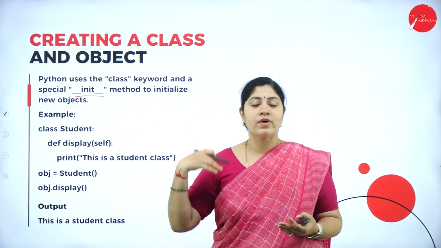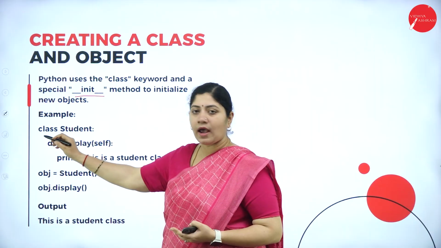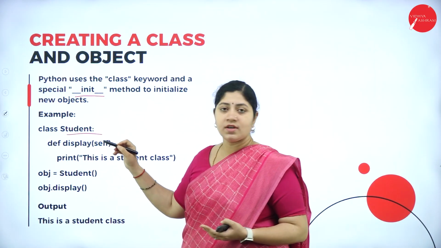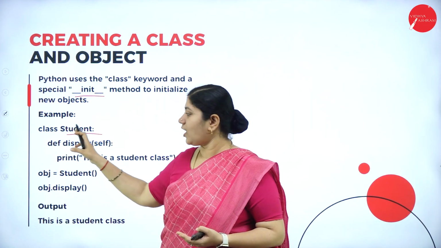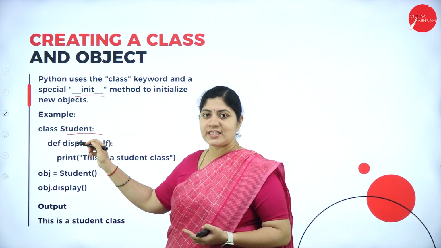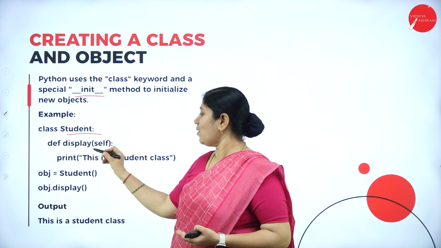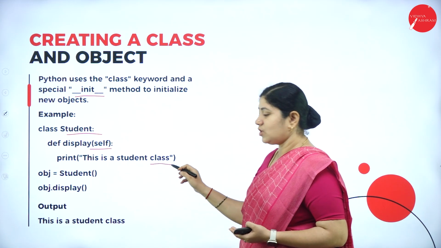So it is used for creation of new objects. Let's see an example here. We have a class followed by a student, right? This class is a keyword and this is a class name. Then we are defining, so what is that? def, defining that display of self. Great. Then we are writing a print statement: this is a student class.